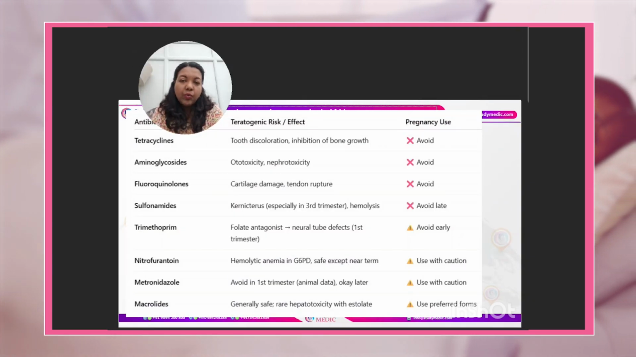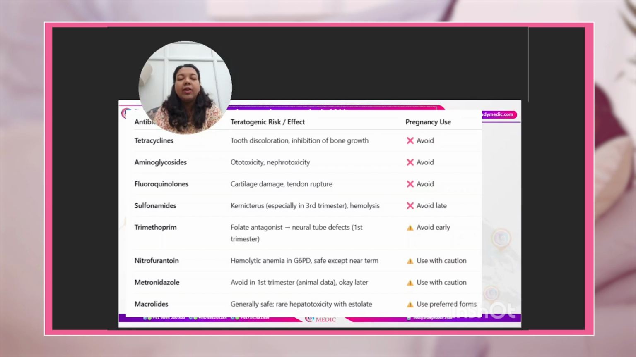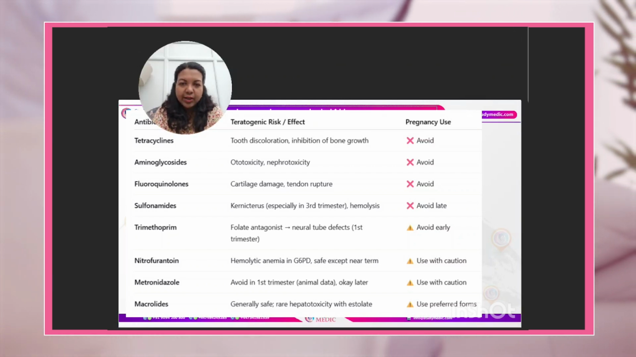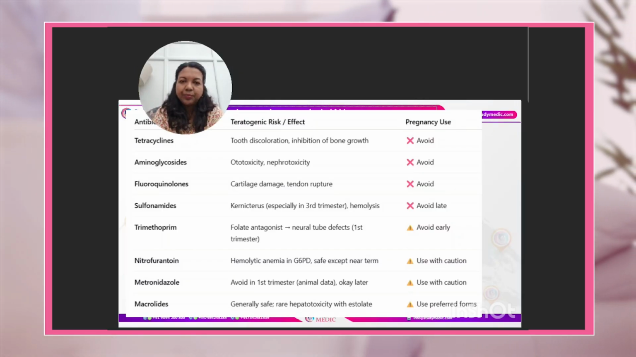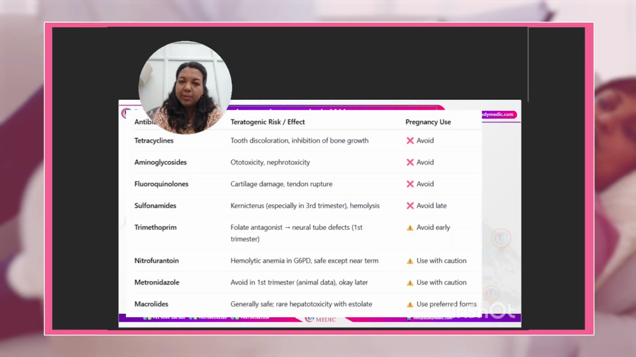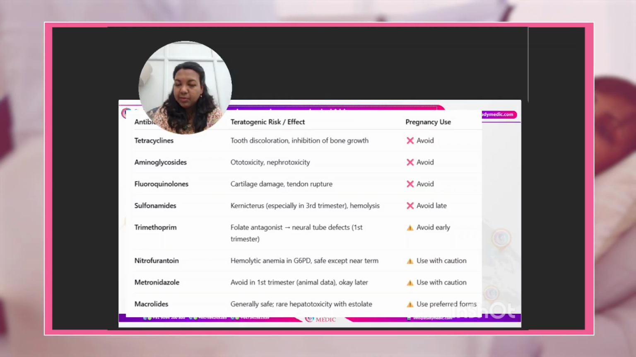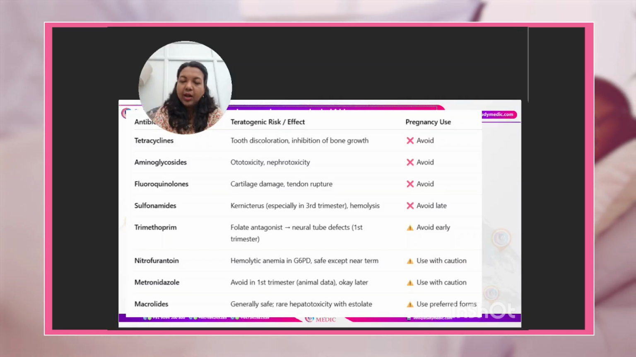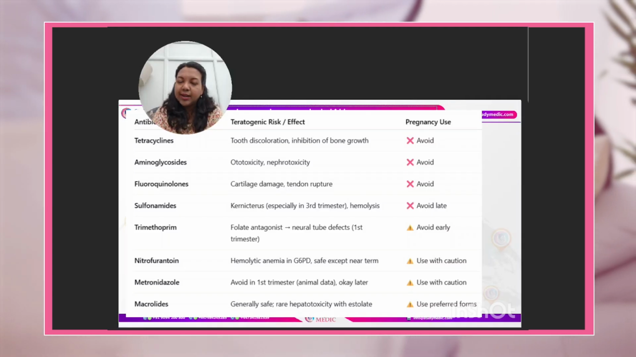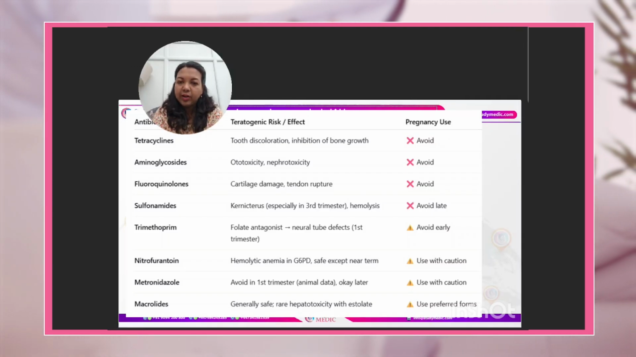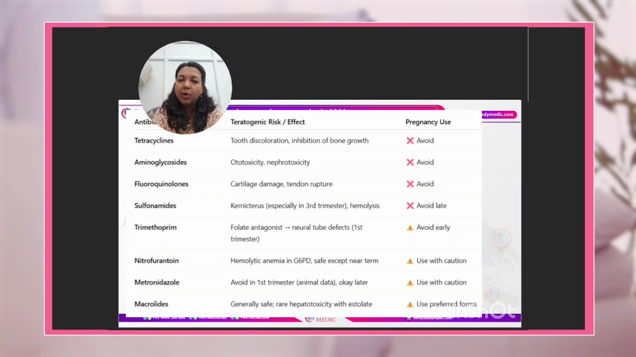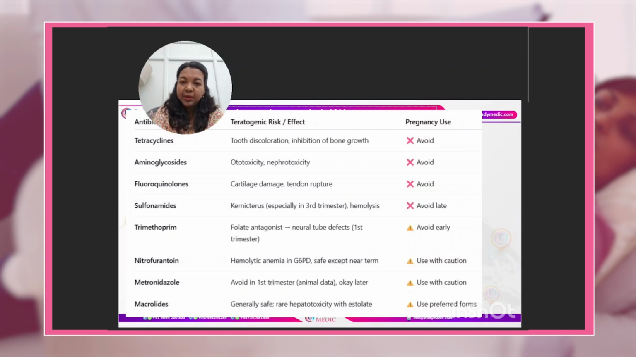Now let us see which antibiotics can be safely given during pregnancy and which are to be avoided. The tetracyclines are contraindicated because of discoloration of the teeth and inhibition of bone growth. Aminoglycosides, again gentamicin, are especially to be avoided during the first trimester because of the risk of ototoxicity and nephrotoxicity. But in certain circumstances, when there is severe sepsis which is not sensitive to other antibiotics, we can consider giving it. Fluoroquinolones are contraindicated because of tendon rupture as well as cartilage damage.